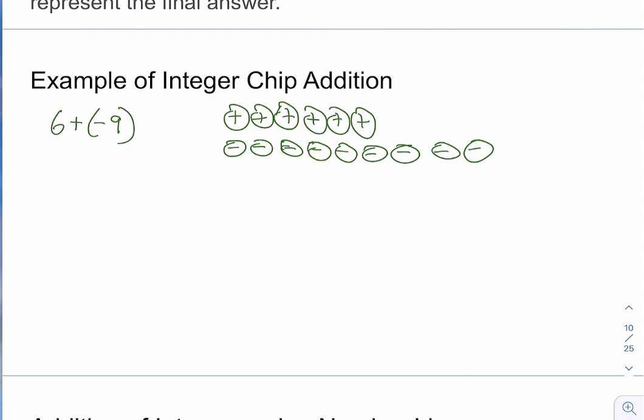Next step is to cross out any zero pairs that are created. There's one zero pair, and there are more, one after another.